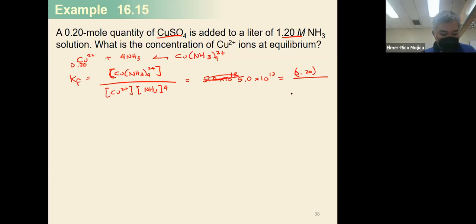Now, you don't know what your X is, what your copper is. Because remember, at the beginning, you have 0.20 and you're going to produce 0.20 of that. But you know, some of that amount will remain unreacted. So that's the X. Now, how much ammonia do you think will react with it? So 0.20 times what? 4? Give you what?